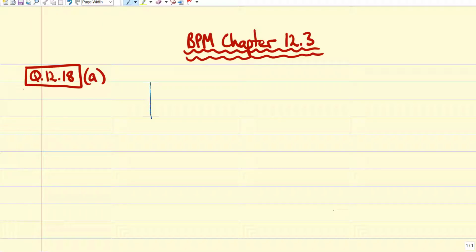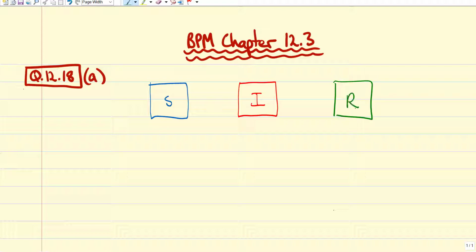So here we have a box, this is box S, and we have another box, and that one's red for the infectious folks, and then we have another box, green, for recovered. So we've got our three boxes that go with the SIR model, and we have rates that connect the boxes.